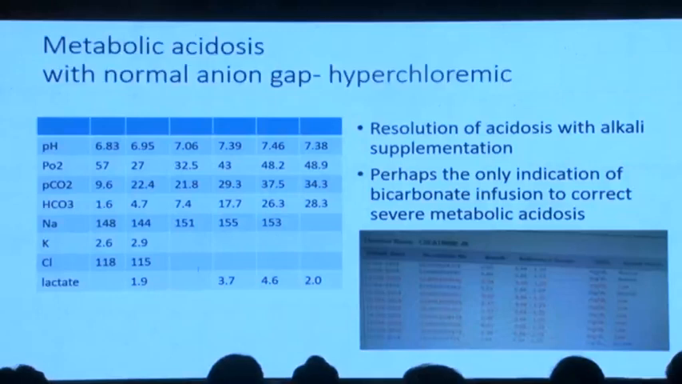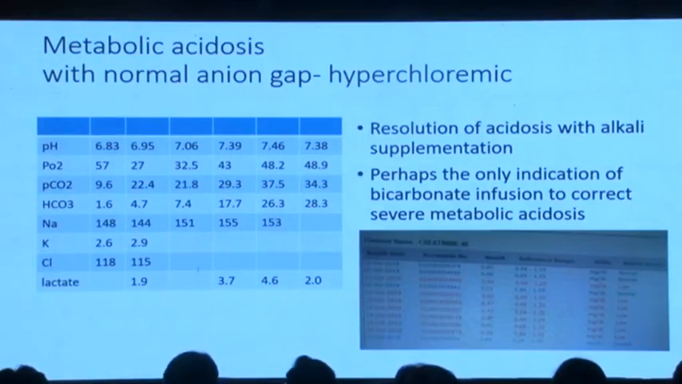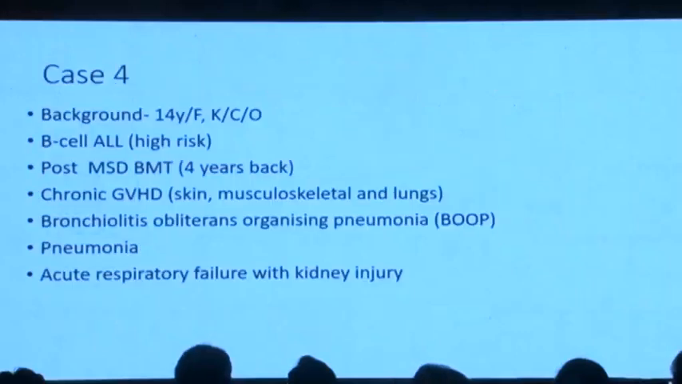So as per the blood gas, this was a case of normal anion gap, hyperchloremic metabolic acidosis, but it was a case of renal tubular acidosis, and this child is ultimately doing well on oral bicarbonate supplementation. It is perhaps the only indication. There are only very few limited indications in which you give it. Now look at one more case.